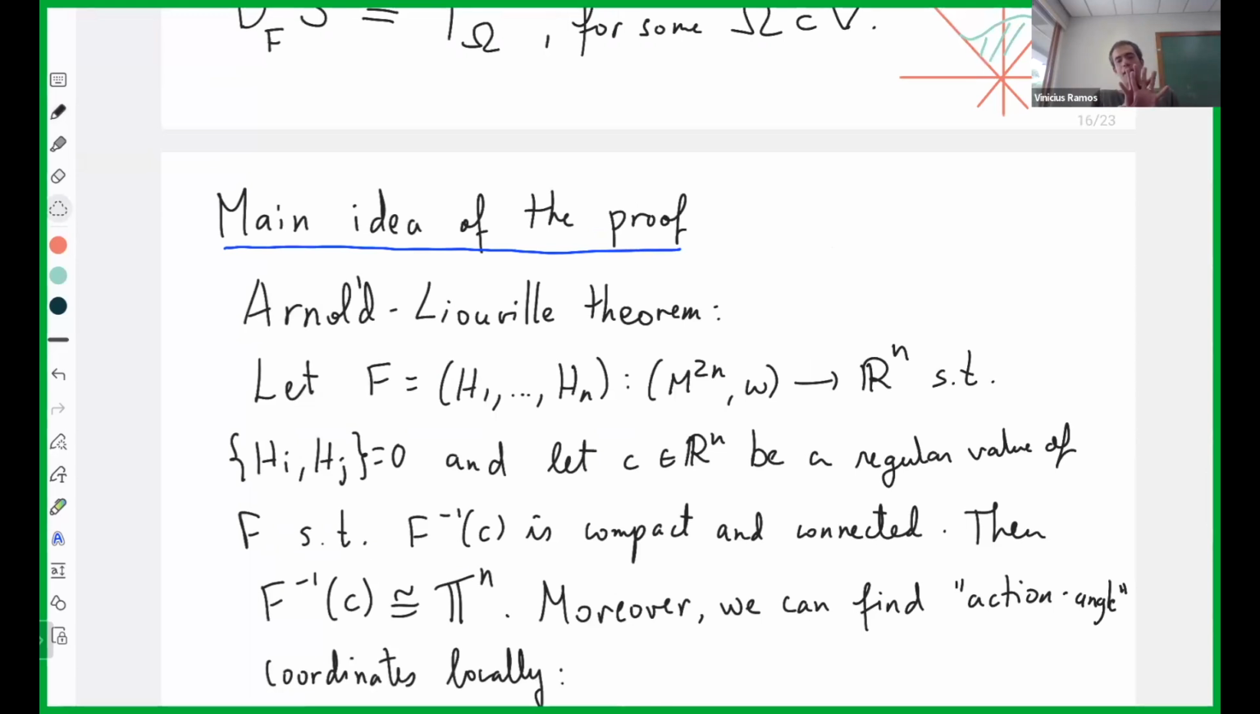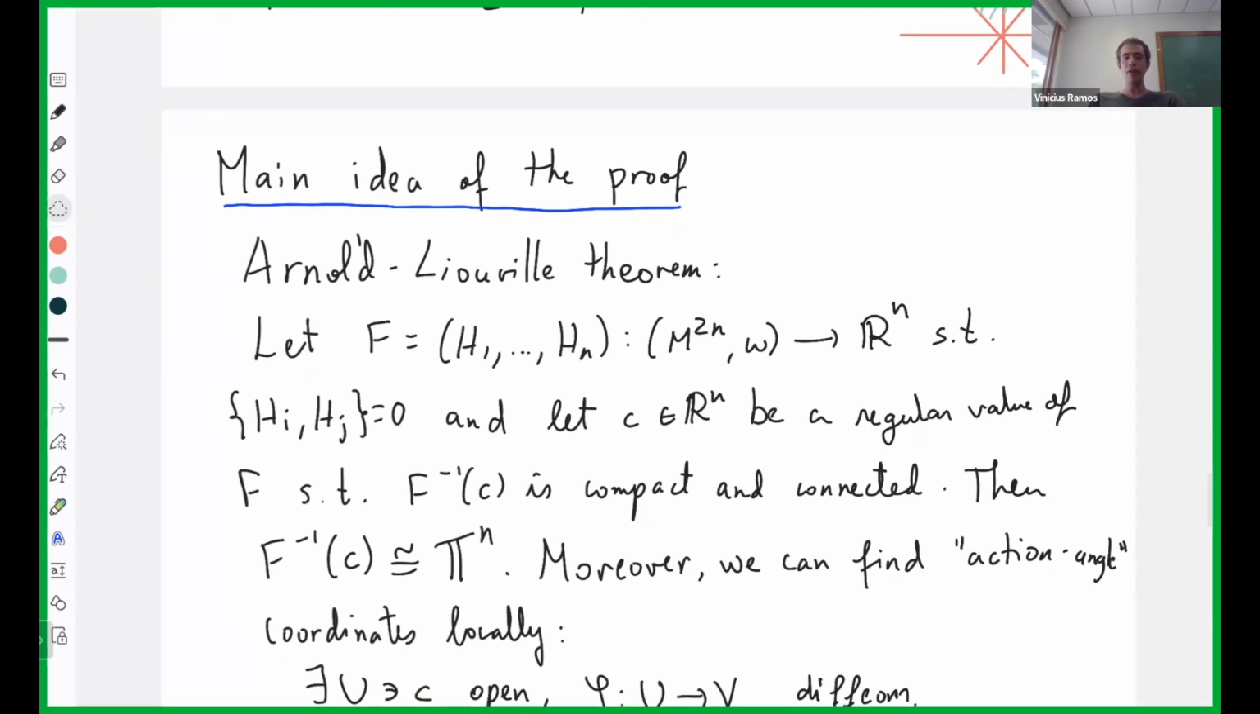So the fact that you have these n commuting Hamiltonians means that basically the flows don't interact with each other. And then the fact that it's compact and connected means that basically you can show that it closes up and it has to be a torus. Okay, this is not too hard to prove. But then the even nicer thing is that we can find action angle coordinates locally.